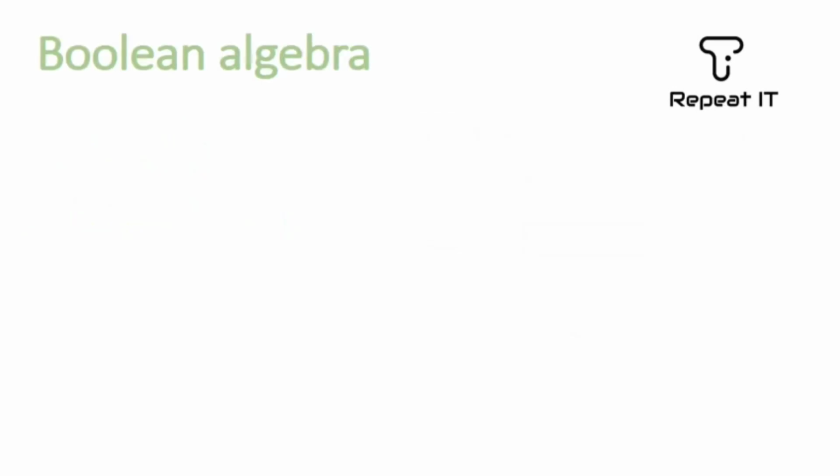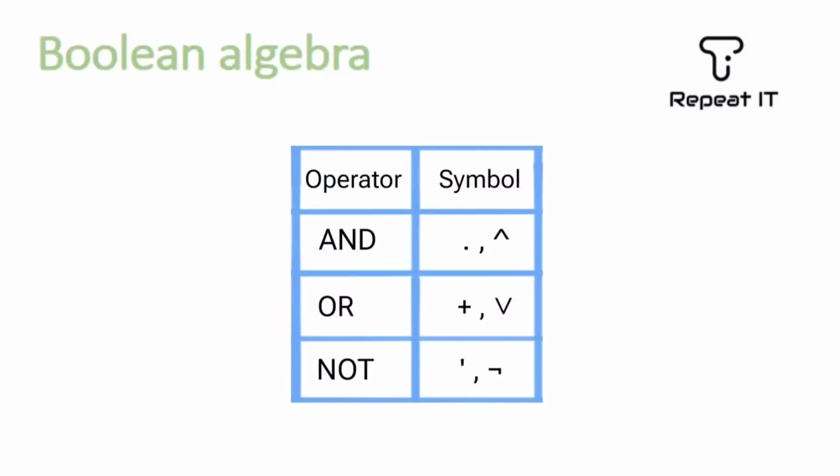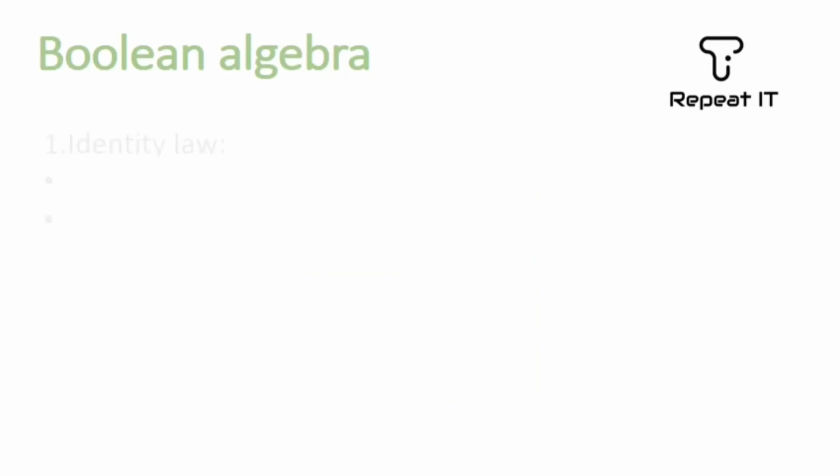Before explaining, let's find out how the elements are designed. Now you can see symbols of each element: AND, OR, NOT. Let's move on to the laws. The first law is the identity law.